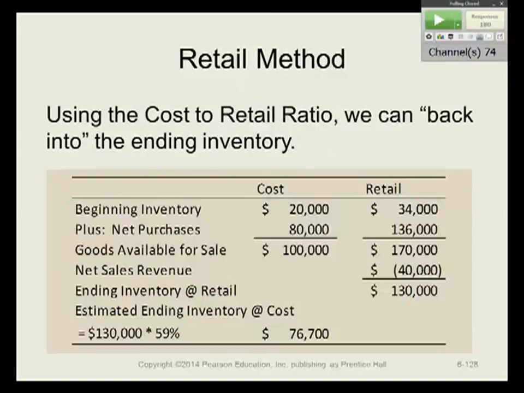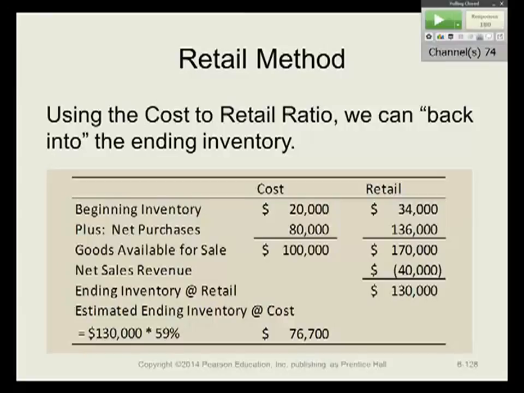If you take a look at your inventory calculation, it's beginning inventory at 20 at cost, 80 purchases, so your goods available are 100. When you get to the retail column, it's the most important part of this, so let me make sure you see this because I know there's some homework problems on this as well. You got 170 as your goods available for sale at retail.